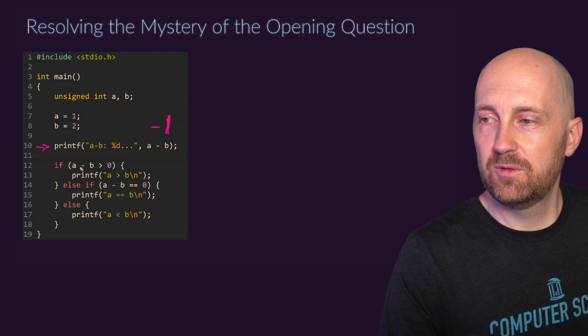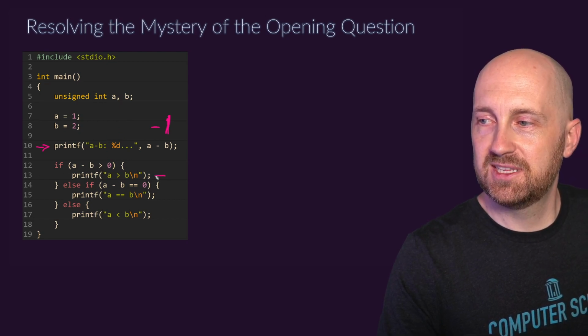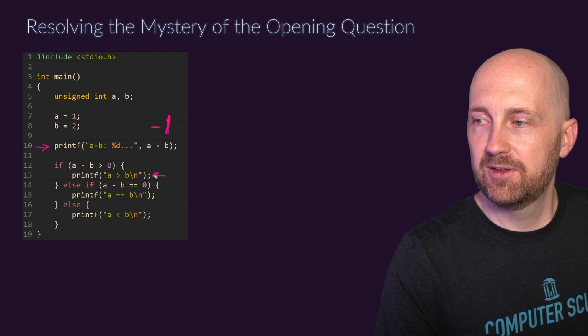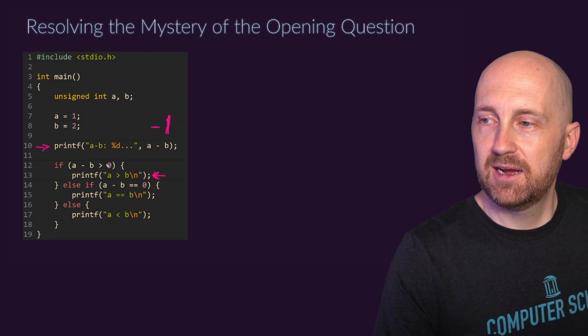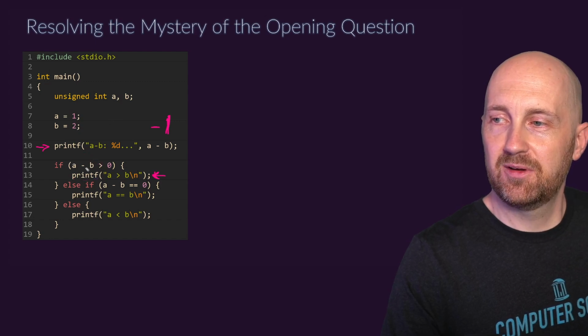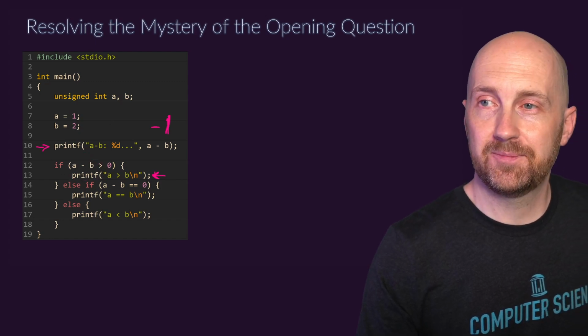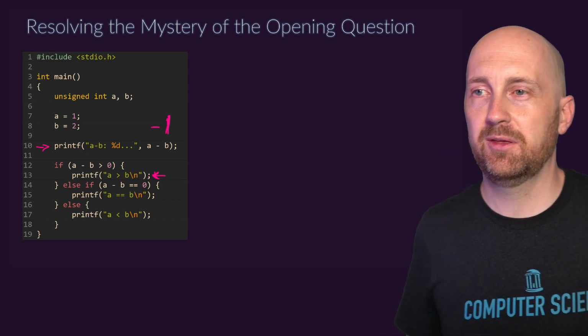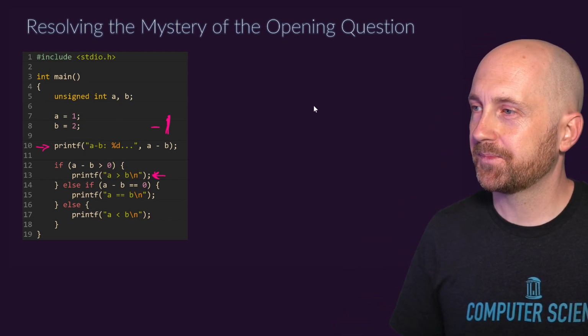But let's go back to what actually wound up getting printed, which was this line, right? So this line of code got printed, which means that a minus b, when we evaluated it in this position, was some number greater than 0. Okay? Let's try and unravel this by thinking through what's going on step by step.